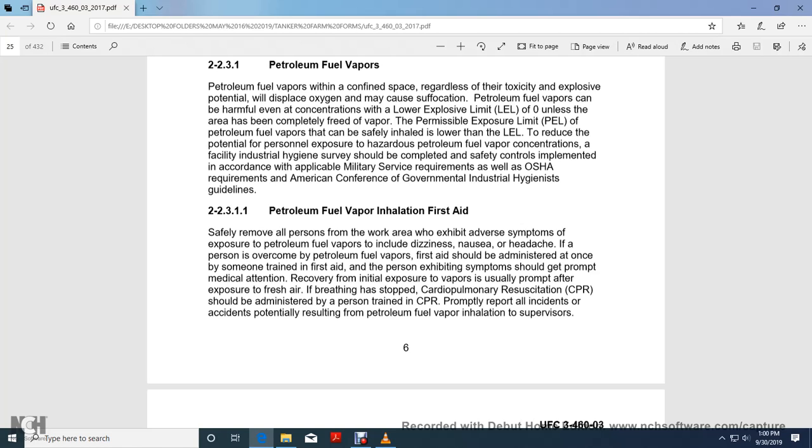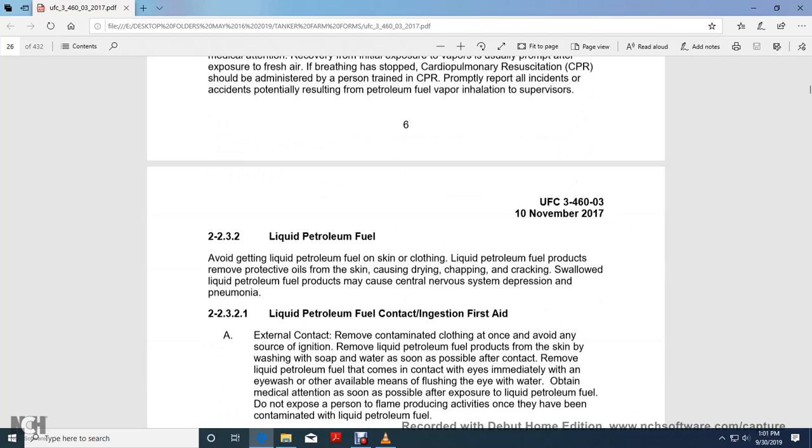Recovery from initial exposure to the vapor usually occurs promptly after moving to fresh air. If breathing has stopped, call for help and cardiopulmonary resuscitation should be administered by a person properly trained in cardiopulmonary resuscitation. Report the incident and any accident resulting from petroleum fuel vapor inhalation to supervisors.